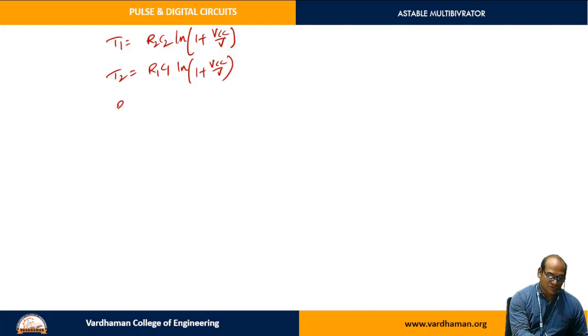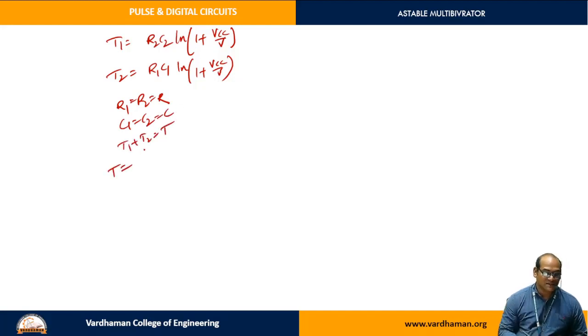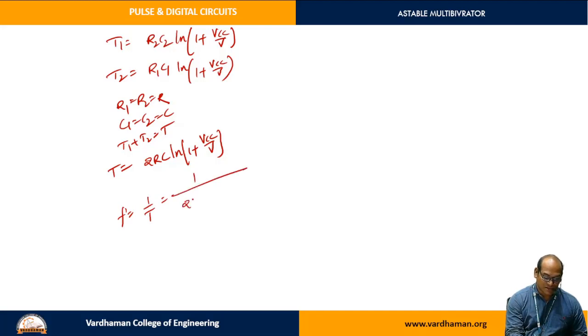So if you take R1 equal to R2 equal to R, and C1 equal to C2 equal to C, T1 plus T2 is equal to capital T. So capital T is equal to 2 times RC ln of 1 plus VCC by V. If you need the frequency, that is equal to 1 by T, which is 1 by 2RC into ln of 1 plus VCC by V. So like this we will get.